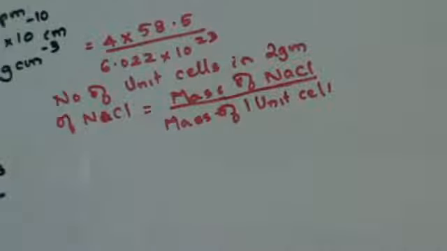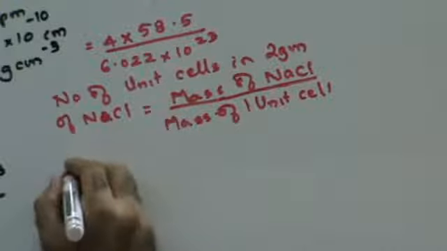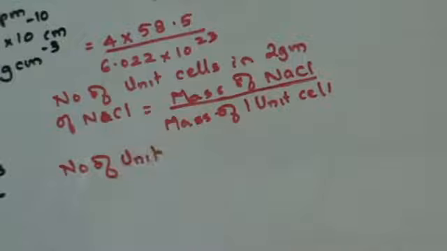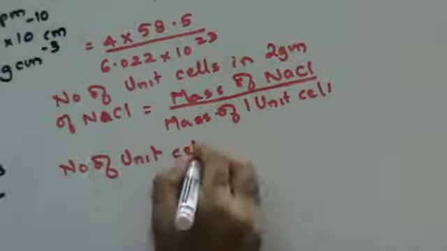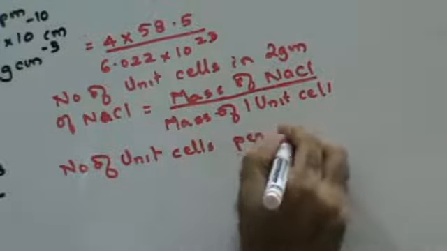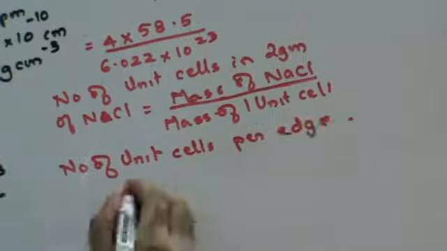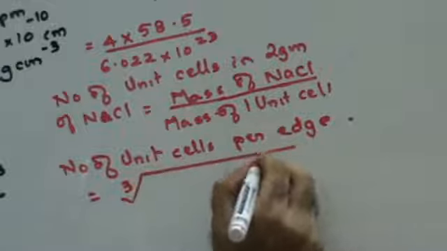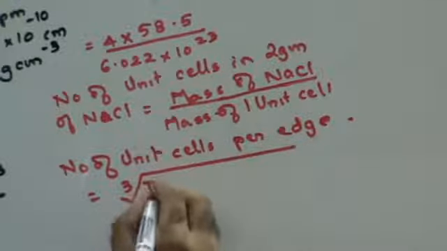In this sum, I could also find out the number of unit cells that are present along each edge of the crystal. This is not asked, I am finding this extra. Number of unit cells per edge is given by the formula cube root of total number of unit cells.